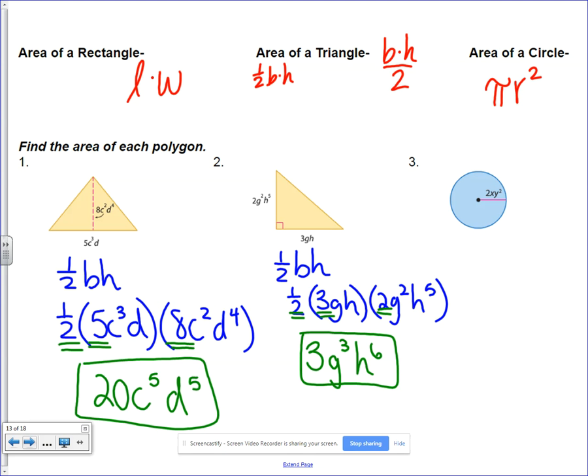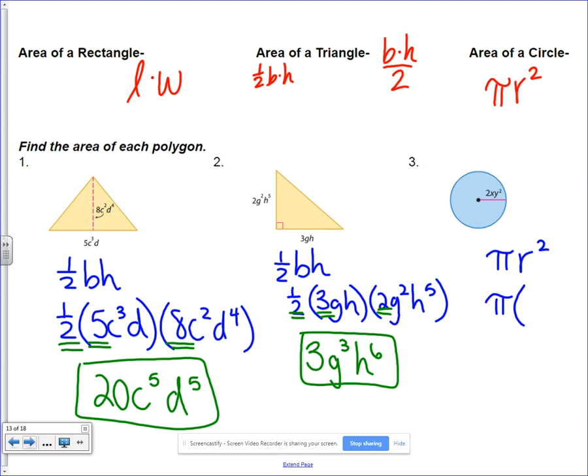Okay, number 3. What do we have here? So we said, okay, that's enough. For the circle, I have pi r squared. We said that's our formula. Now, pi is just a number, right? If you didn't know, pi is that big old long decimal. It keeps on going forever, okay? It's a number, so we're not plugging anything in for pi. The radius is from the center to the outside. What is the radius of this circle?